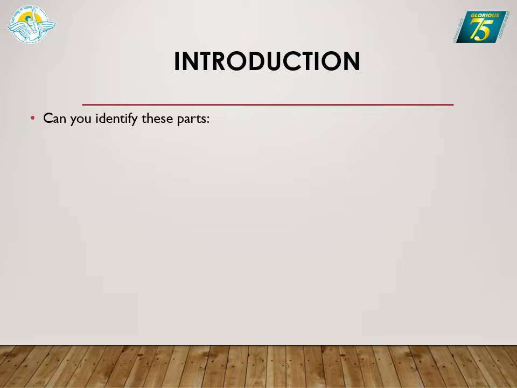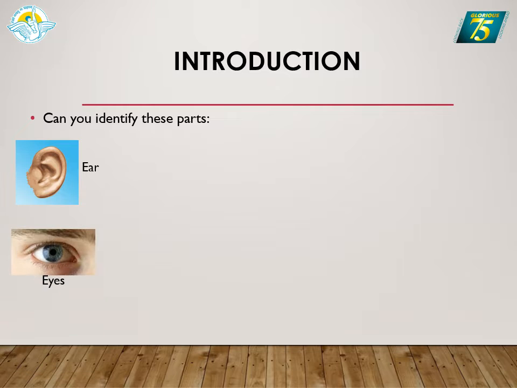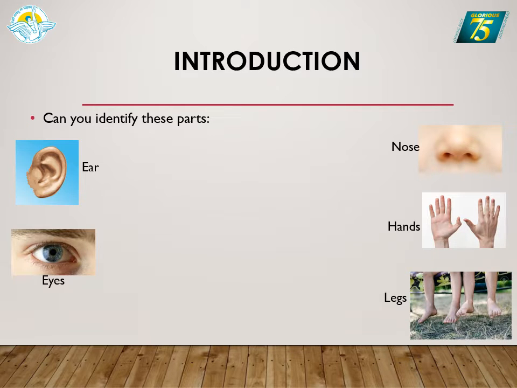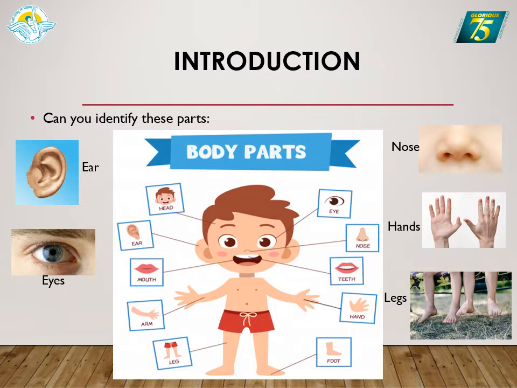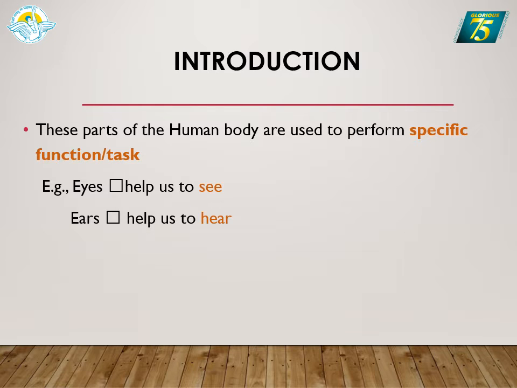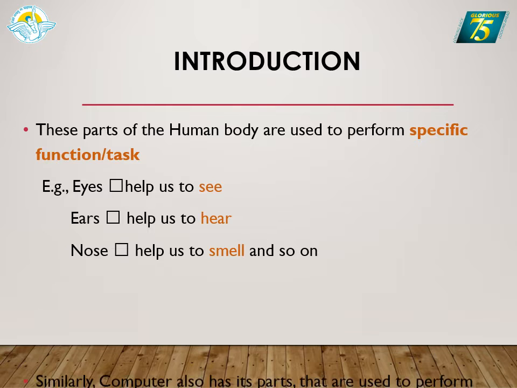Introduction. Now, can you identify these parts? Ear, eyes, nose, hands, and legs. So what are they? Yes, these are nothing but our body parts. So we all know that these parts of the human body are used to perform specific functions or tasks. Like eyes help us to see, ears help us to hear, nose helps us to smell, and so on.